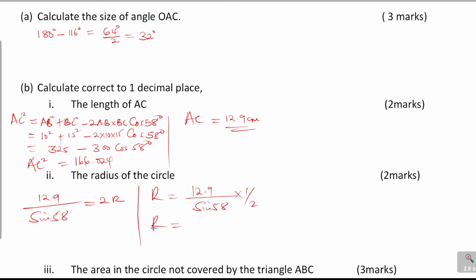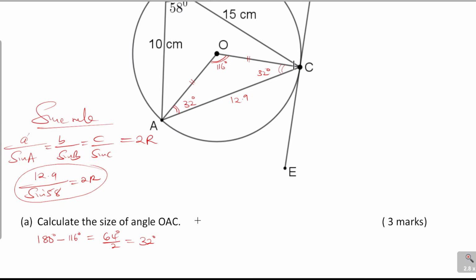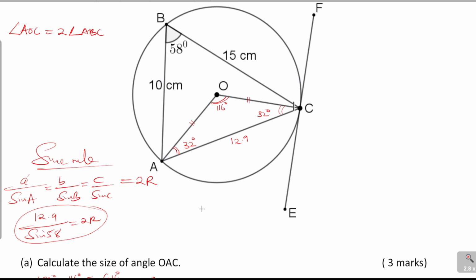So divide by 2. So this gives 7.6, correct to one decimal place. This one should give 7.6 centimeters. So you simply use the sine rule. That is what has helped us. And what specifically has assisted us is this side that is given here, 12.9, and you have the angle that is opposite to that side.